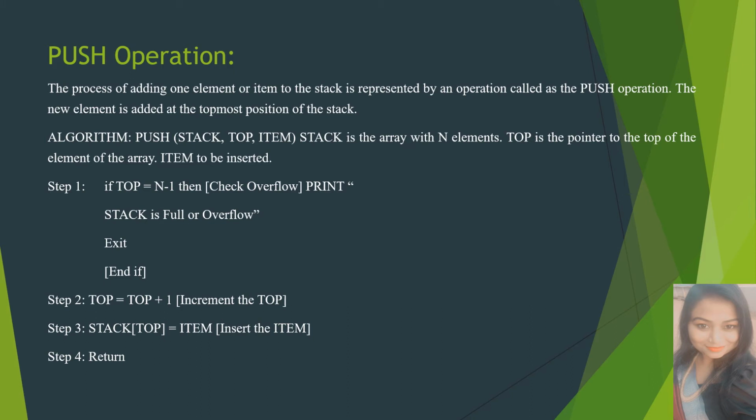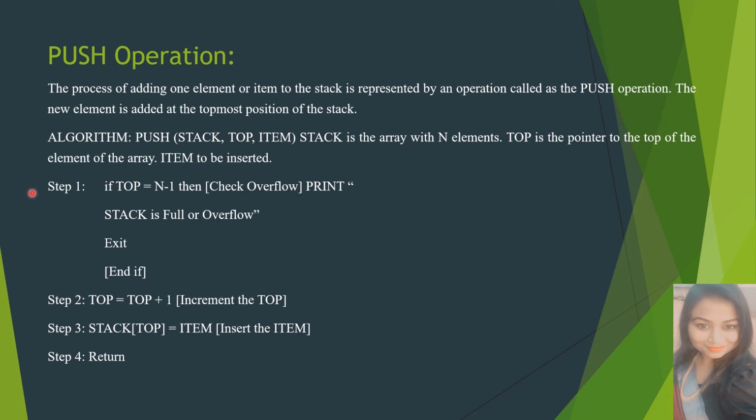Here is the algorithm for the push operation. It contains 3 parameters: stack, top and item. Here the stack is an array with n elements, top is a pointer to the top element of the array, and item is the new item to be inserted. So we need the 3 parameters: stack, top and item. These are all the steps for writing an algorithm for the push operation.